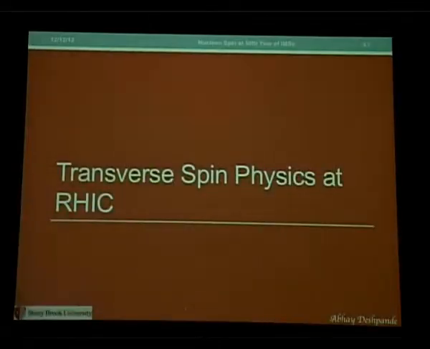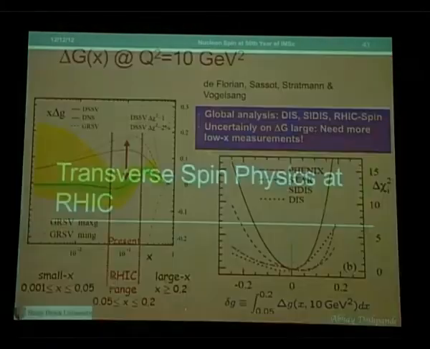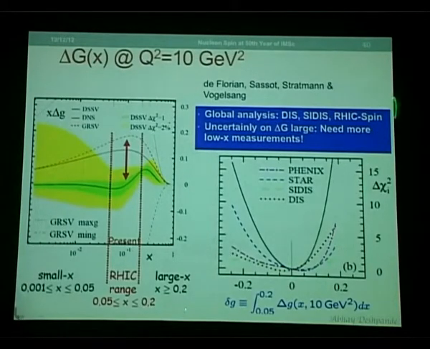Let me switch to transverse spin. Okay, so let me point this out. This is the best fit curve, finally. And it's a very small number, 0.02. And if you look at the chi-square, delta chi-square of about plus 9 or so, it goes to about 0.2. So that's the ballpark figure that people quote.